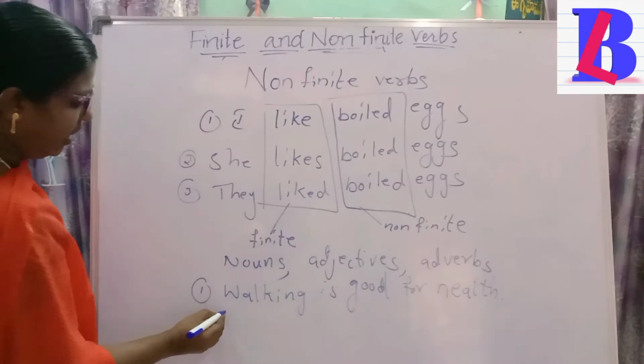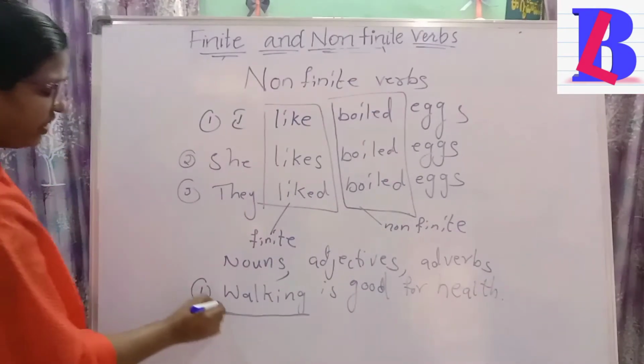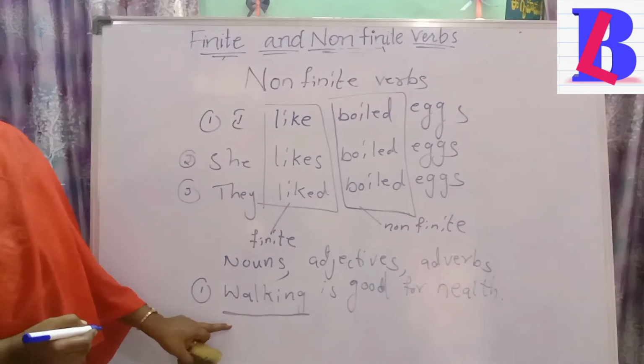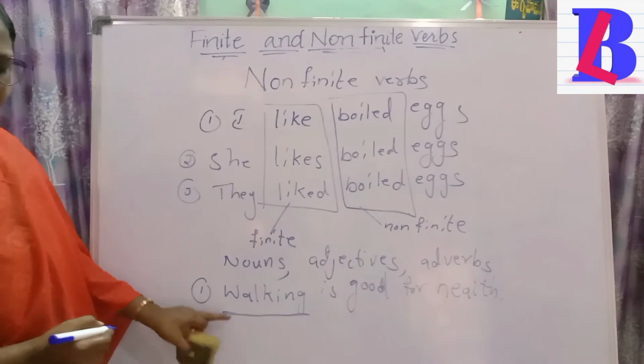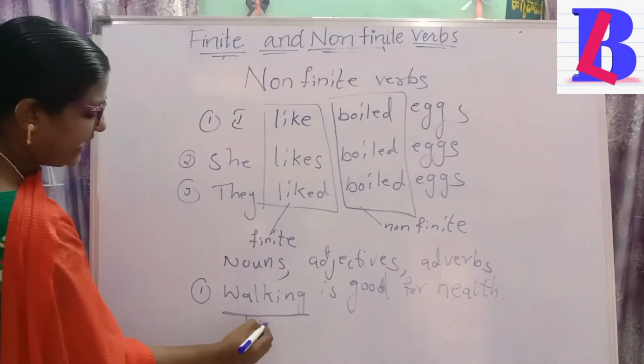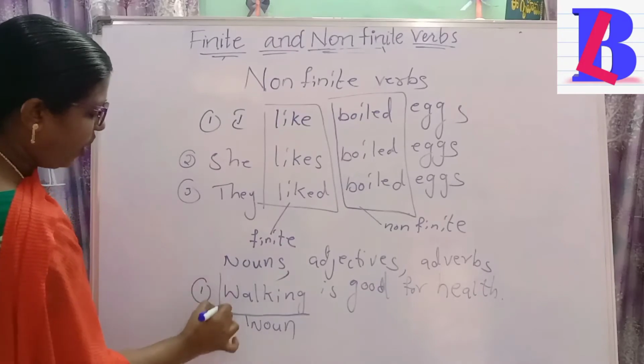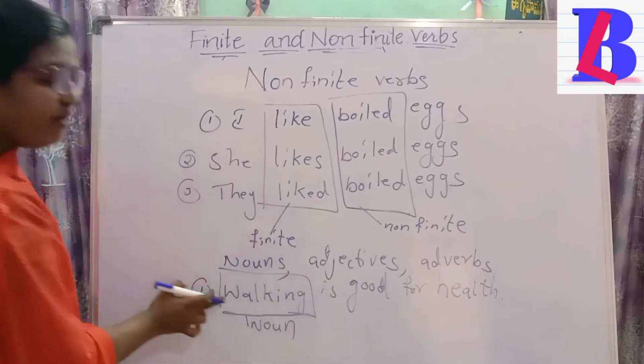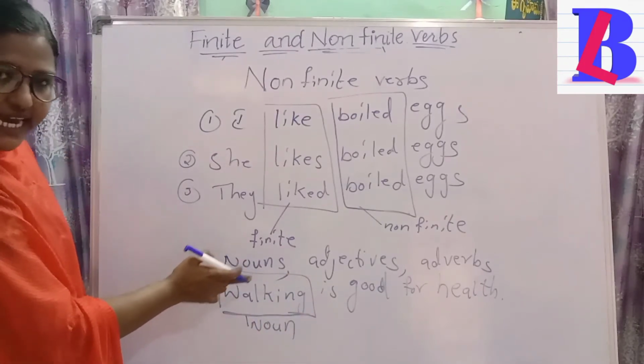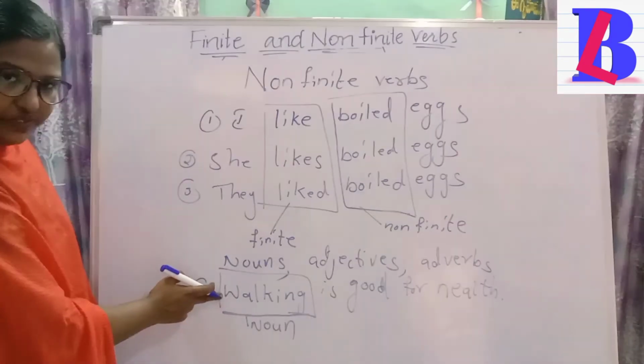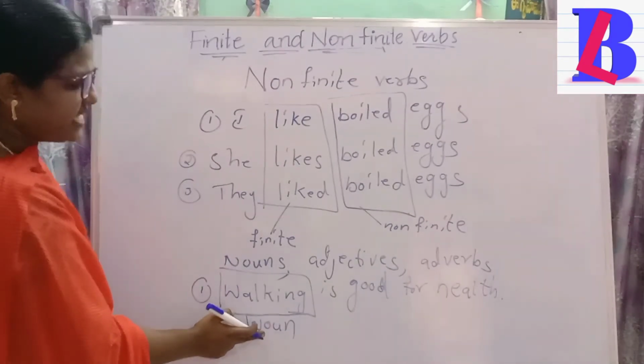When you see here walking, it is a verb, but it is in the place of subject. So here it is acting as a noun. Walking is a non-finite verb. Here it is in the place of a subject and it is acting as a noun.